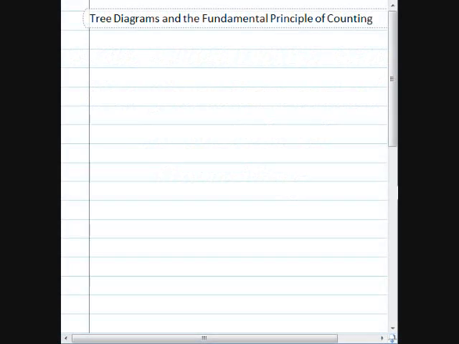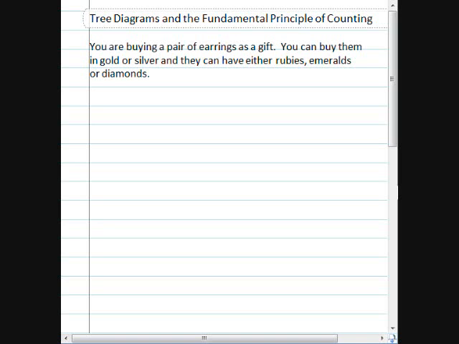In this video, we will be discussing tree diagrams and the fundamental principle of counting. Let's begin by using an example of tree diagrams to discuss what tree diagrams are. Suppose you are buying a pair of earrings as a gift. You can buy them in gold or silver, and they can have either rubies, emeralds, or diamonds.